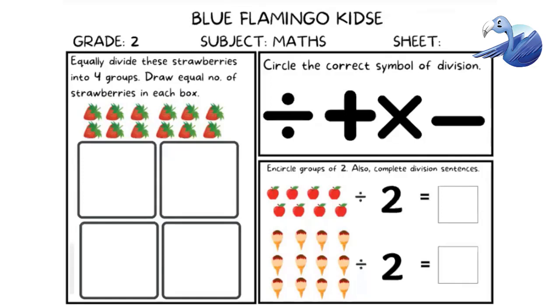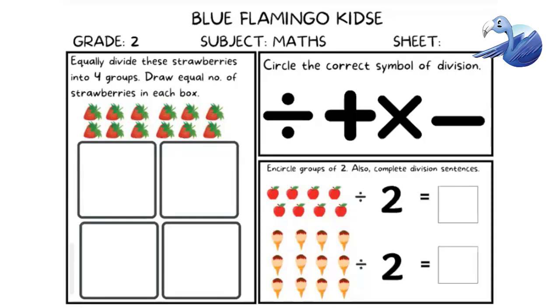Also complete divisions sentence. और फिर क्या करना है आपको डिविजन सेंटेंस को कंप्लीट करना है. अंडरस्टूड? सो ग्रुप बना लेने से क्या होगा, जो 8 एप्पल्स हैं दैट विल बी इन 4 ग्रुप, 4 के ग्रुप में हो जाएंगी. सो वी विल डिवाइड 4 बाय 2, 2 2 4, सो आंसर विल बी 2 आइसक्रीम. हाउ मेनी ग्रुप इट विल फॉर्म?